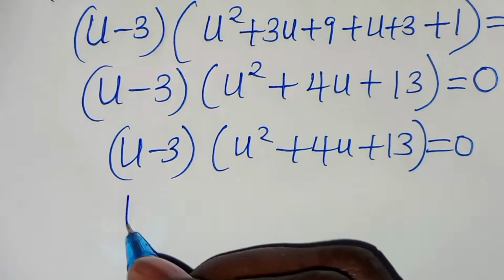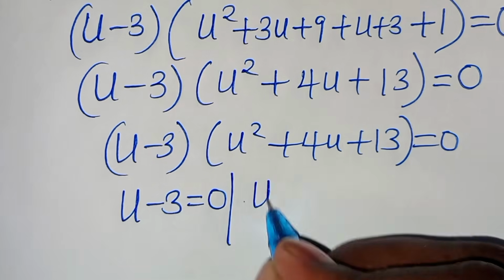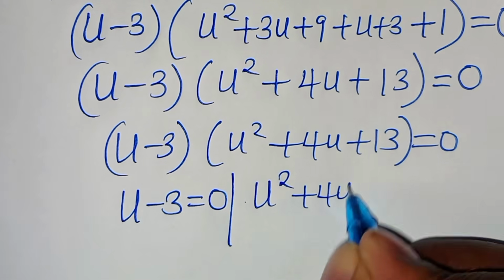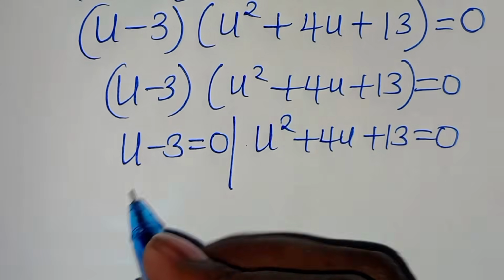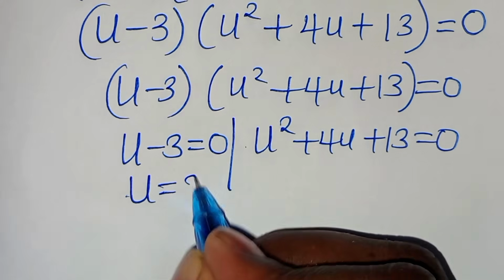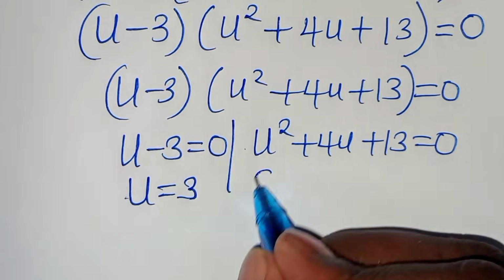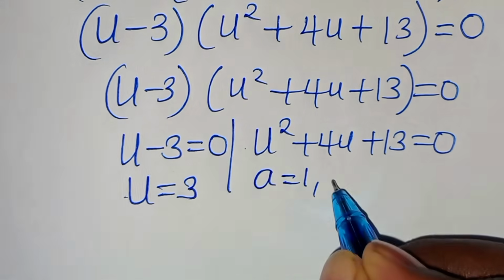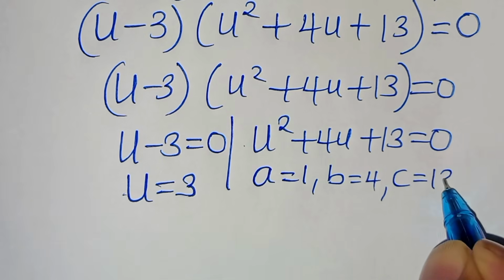So we have u subtract 3 equal to 0. Then we have u to the power of 2 plus 4u plus 13 equal to 0. So here we have u is equal to 3. This is a quadratic equation where we have a is equal to 1, b is equal to 4, and c is equal to 13.